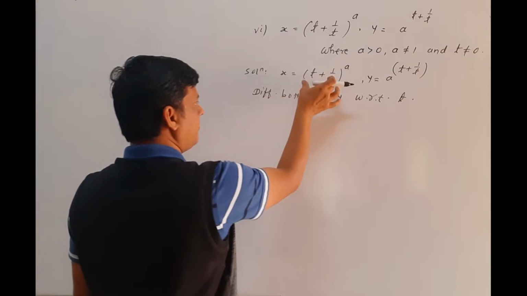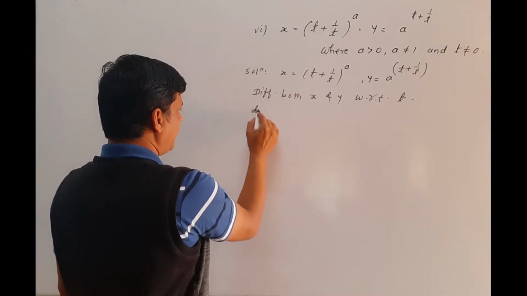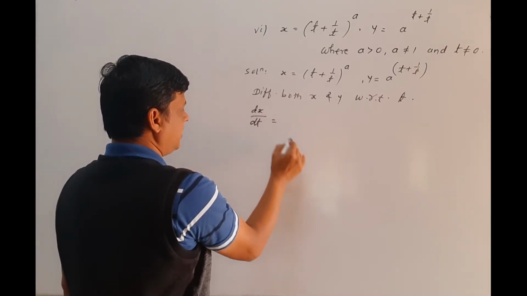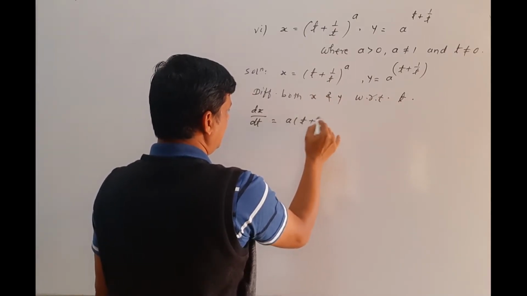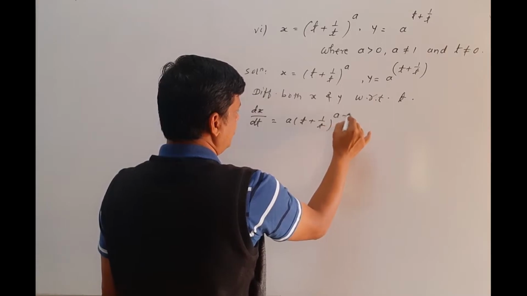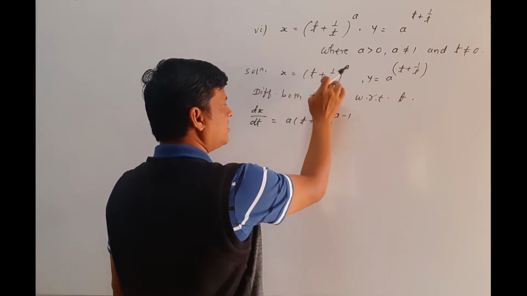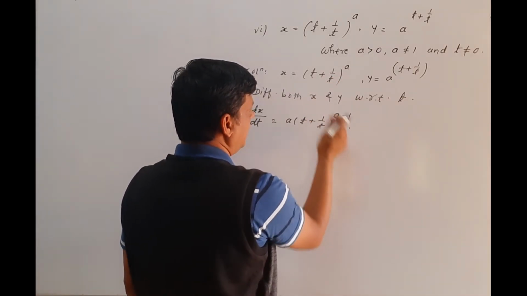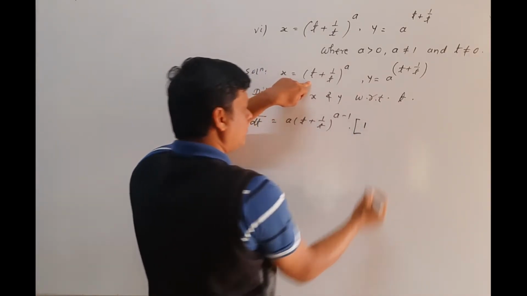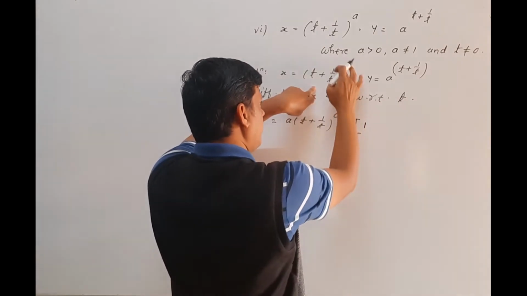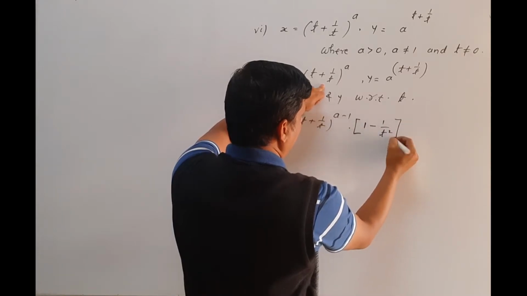So here we have to apply the x raised to the power n form. So write the derivative of x with respect to t as dx by dt. We write here the power in multiplication. So a into t plus 1 by t bracket raised to the power a minus 1. Then we have to find the derivative of this bracket because this is a composite function. So find the derivative of this t plus 1 by t. So we write here derivative of t with respect to t as 1. Then derivative of 1 by t as minus 1 upon t square. So we write here minus 1 upon t square.